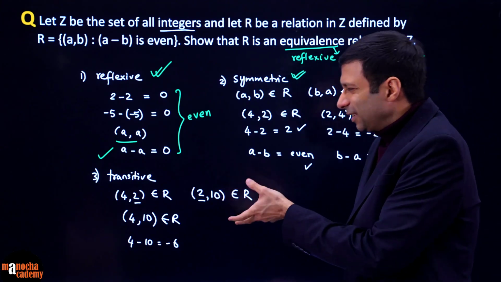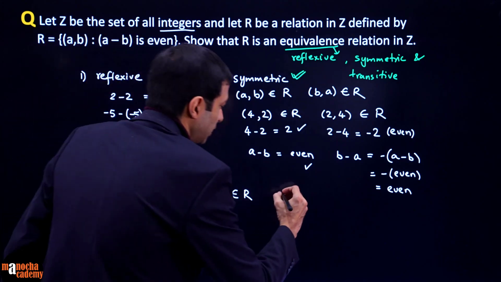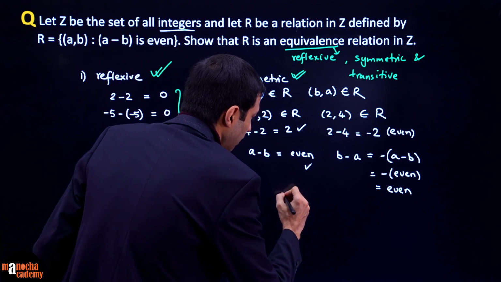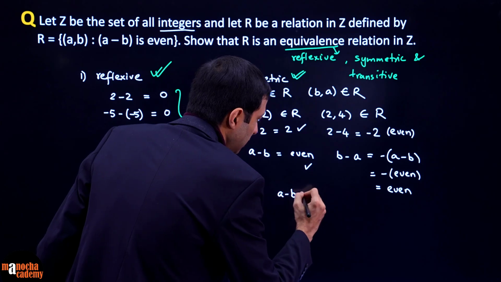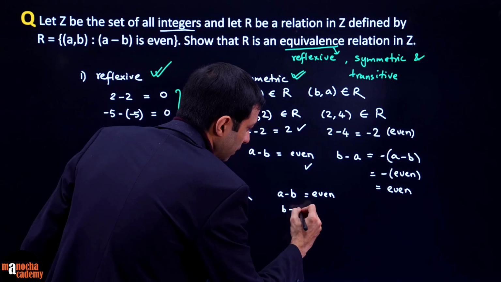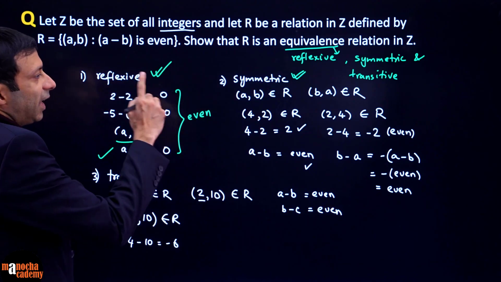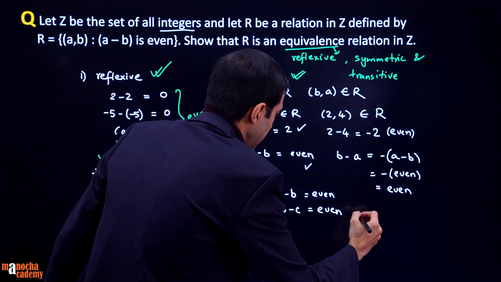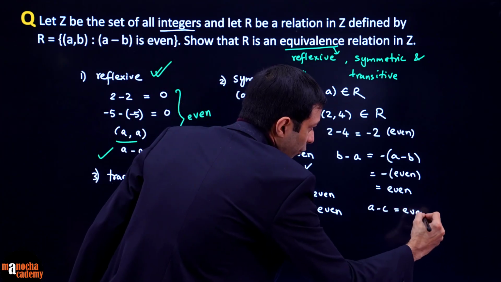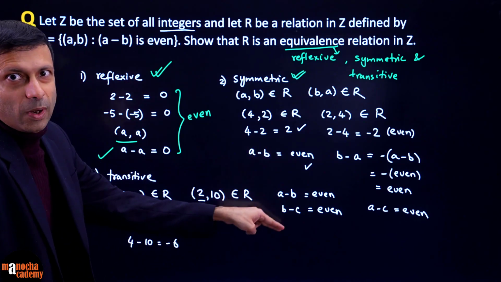But again, this we cannot write just as an example, right? We have to express it mathematically. So we say if you take A minus B is even and B minus C, in B comma C, B minus C is even. So we have to prove that A comma C, that means A minus C is even. This is what we have to prove for transitive, right? So how will we do? Simple, you just add these two up.